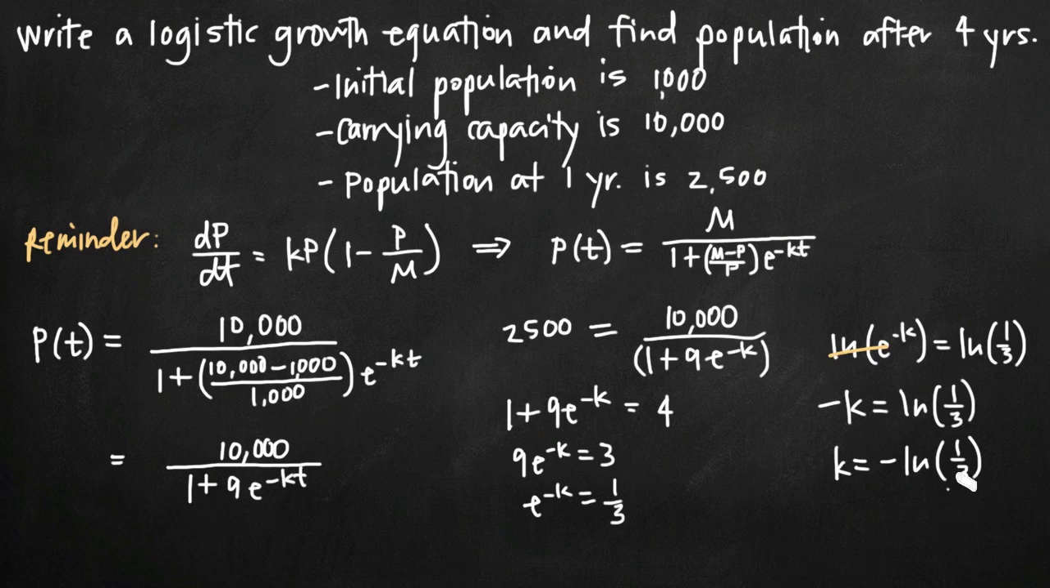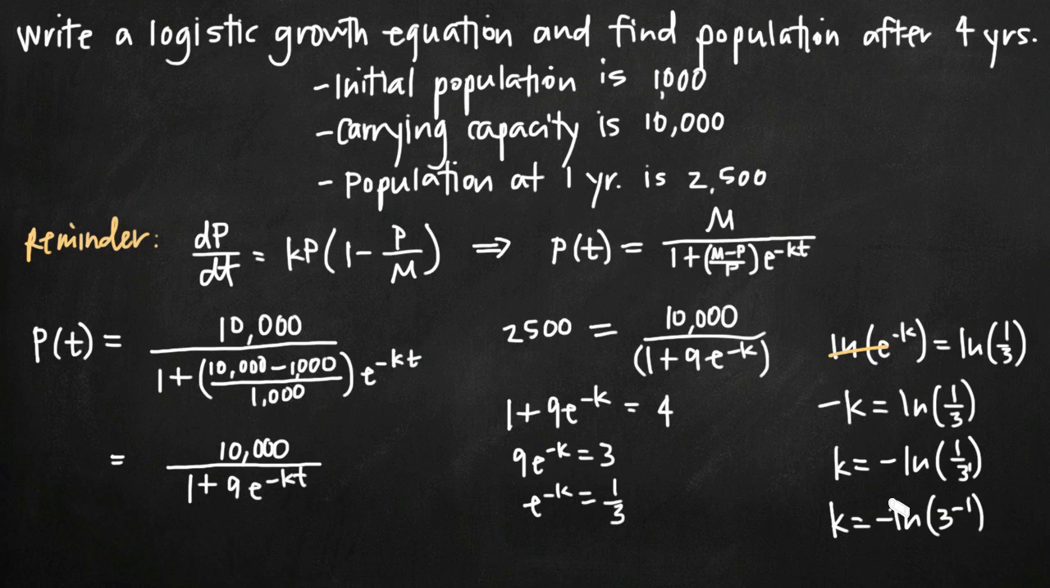Keep in mind here that we can still do some simplification with this. We can say that k is equal to negative natural log of 3 to the negative 1, right? This is 1 divided by 3 to the first power. 3 to the 1 is 3 here in the denominator. If we move that to the numerator, we can change the sign on the exponent to be negative instead of positive. That gets it into the numerator, and we're left with 3 to the negative 1.